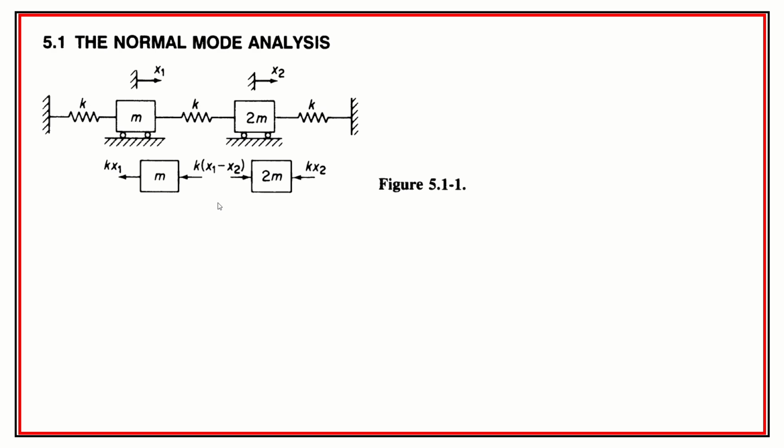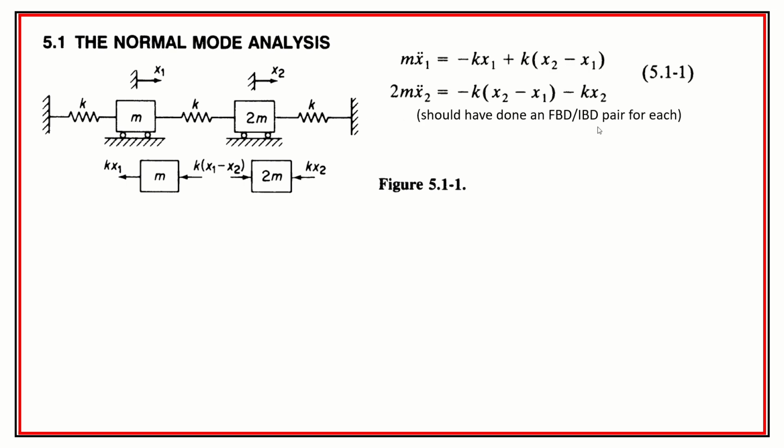All right, so we have section 5.1 of our textbook. We have the normal mode analysis, right? So this is a typical type of thing. I'll note that you should really draw the FBD and the IBD of each of these pairs, just to double check that you're getting them correct in terms of the coupling.